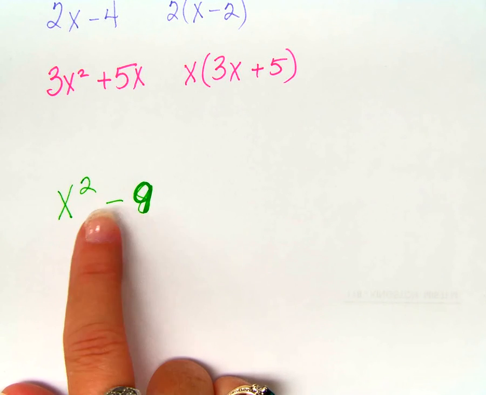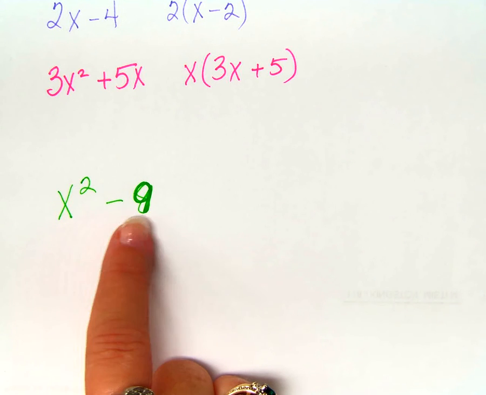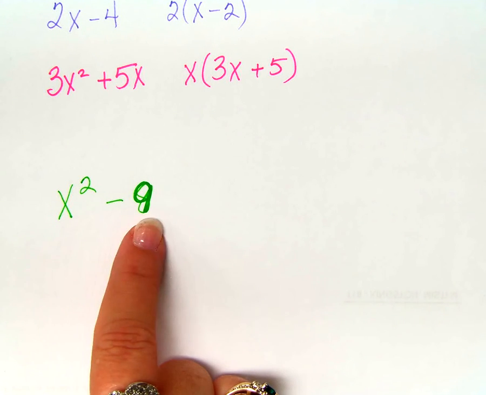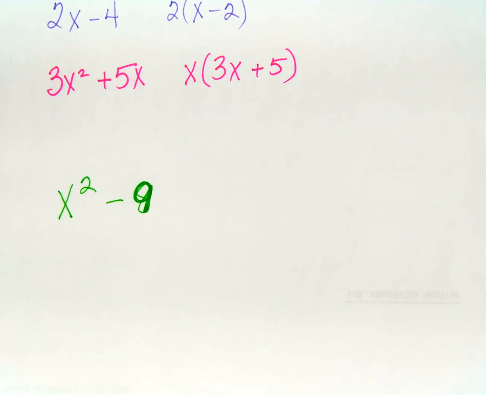Why difference? Because it's subtract. Why squares? Because each of these numbers are squared numbers. I can take the square root of each one of these numbers and get a whole number, right? When it's the difference of squares, here's how you factor it, okay?